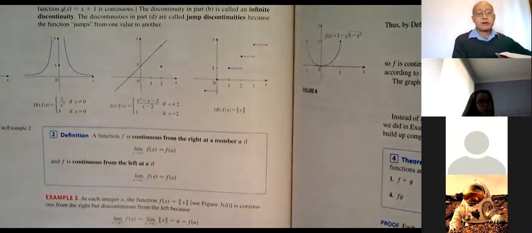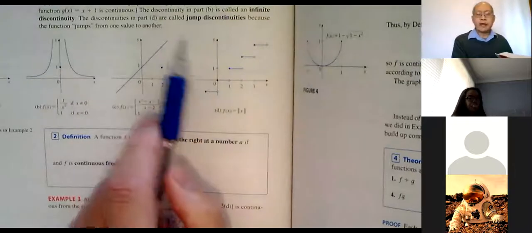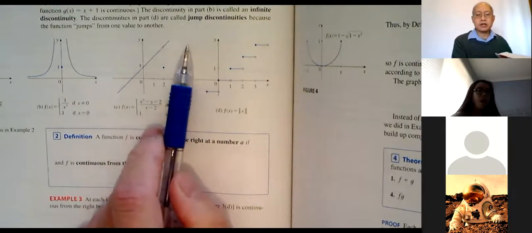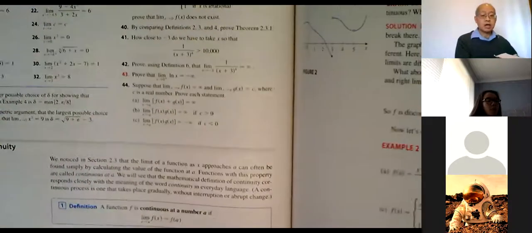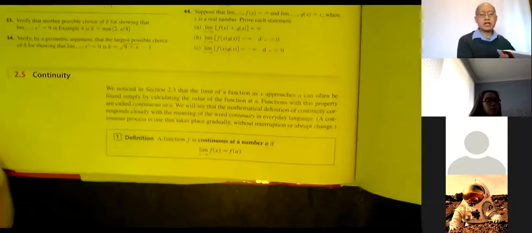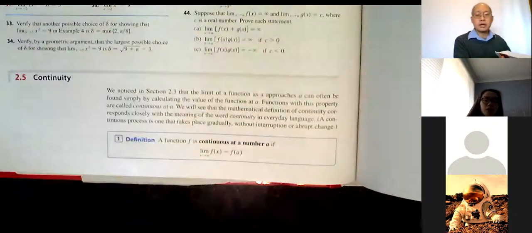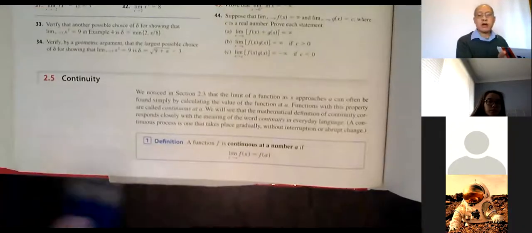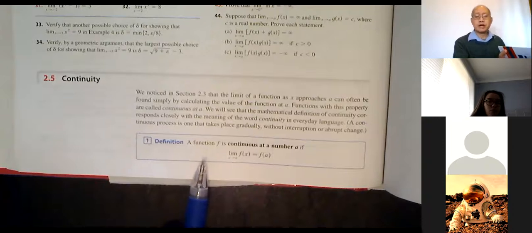Now, lifting up your pencil from the paper is not a very formal definition of a continuous function. So I'm going to show you, and I probably won't have time for anything else, the very formal definition of continuity. It's on the bottom of page 114. So you can write it or not, it's in your book.